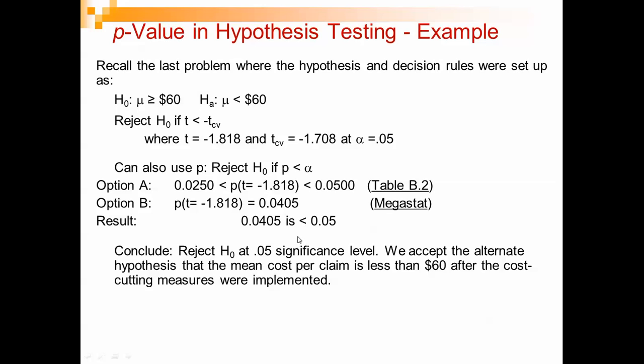0.0405 is less than our significance level of 0.05. So if the p is low, the null must go. We reject the null hypothesis at the 0.05 significance level. We accept the alternate hypothesis that the mean cost per claim is less than $60 after the cost cutting measures were implemented.